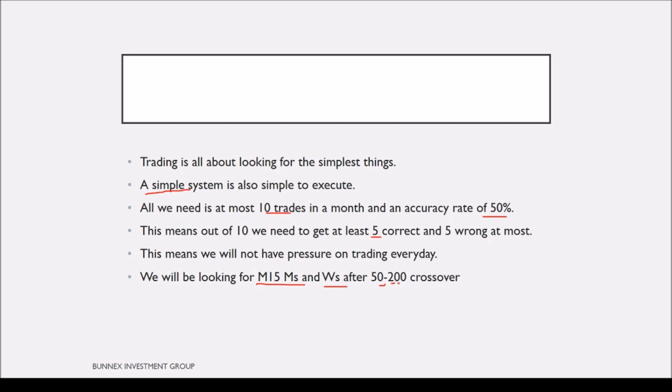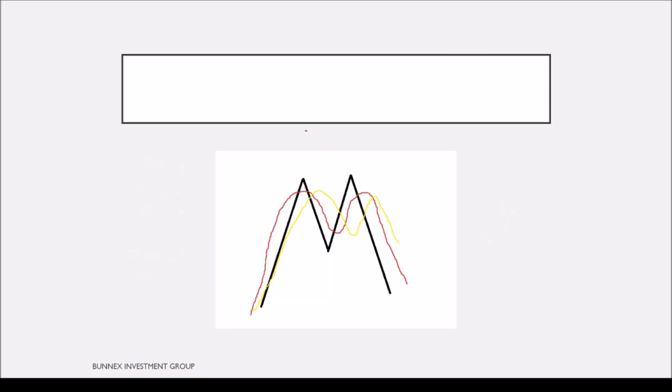I'll illustrate the Ms and Ws that we'll be looking for. So this is a template of the M or the W that we'll be looking for. The W will basically be an inverse of this thing in this manner. So to deem our M a correct M, we need to see a crossover of the 5-13 here, then a crossover of the 5-13 here.